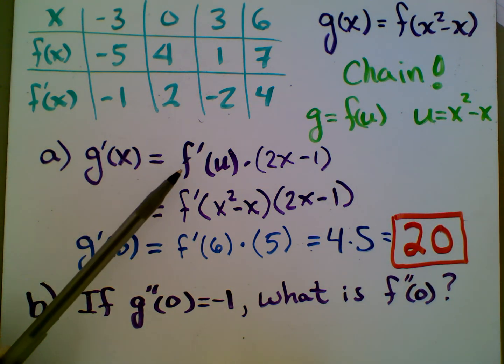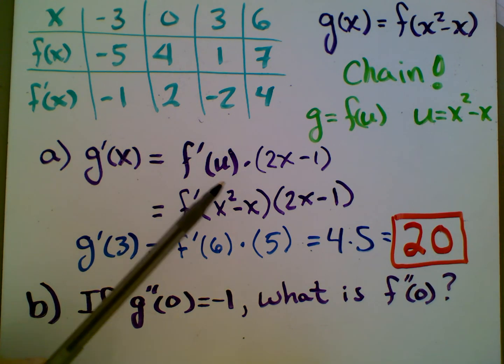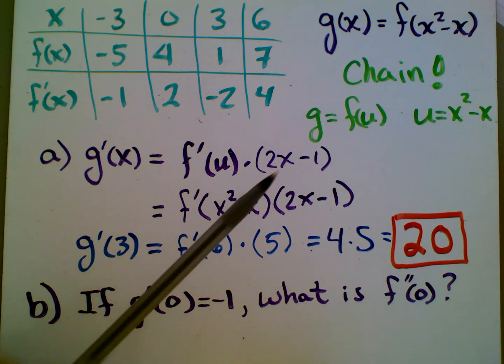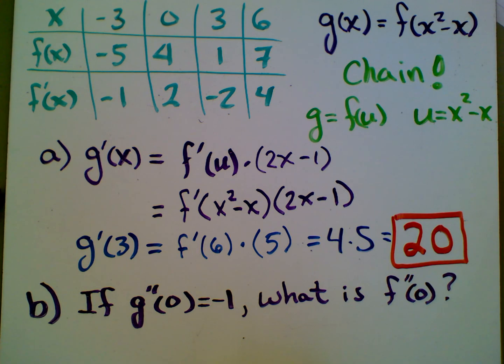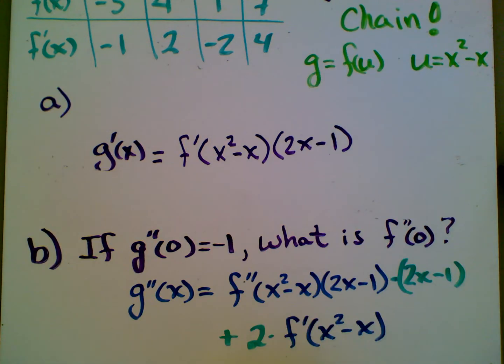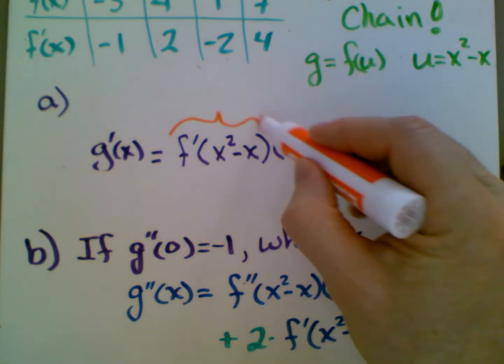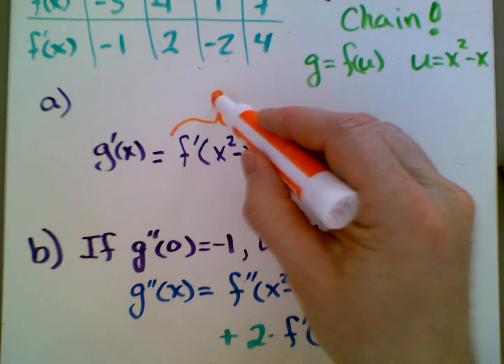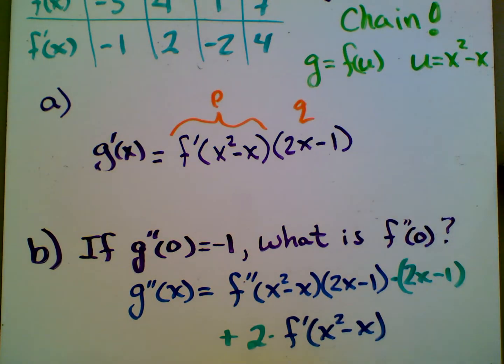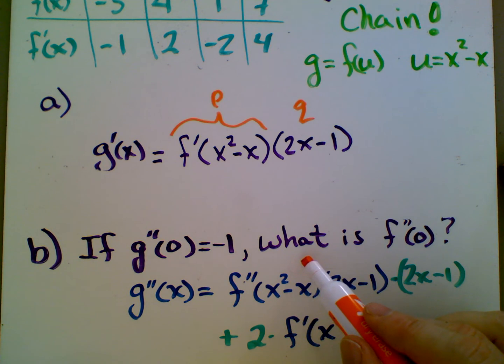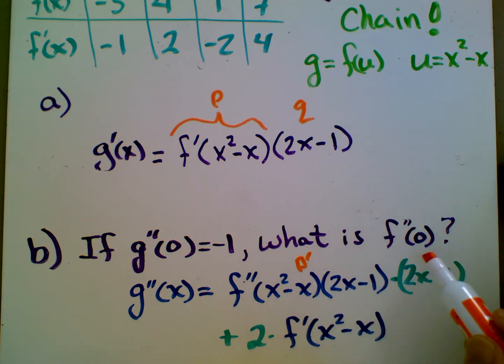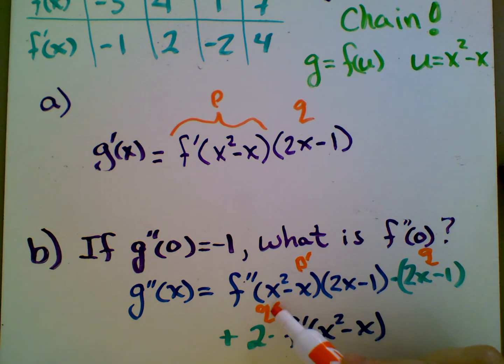And it looks like one thing being multiplied by another. That to me sounds like a product rule. And not only is it a product rule, it is also a chain rule again. So if we're thinking in terms of the product rule, here's the first function, here's the second function. Our derivative should be p prime times q plus q prime times p.